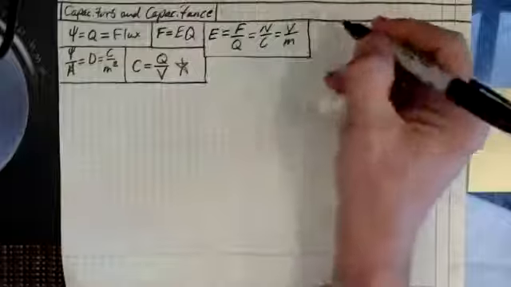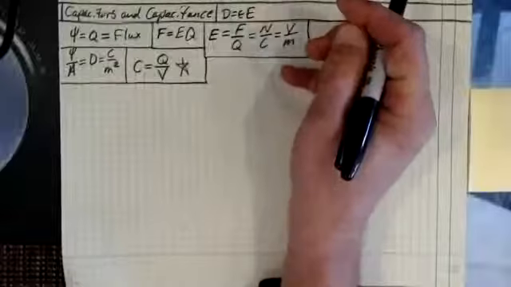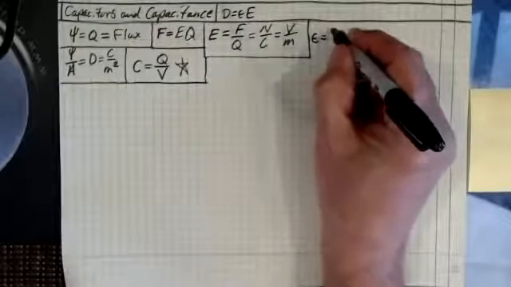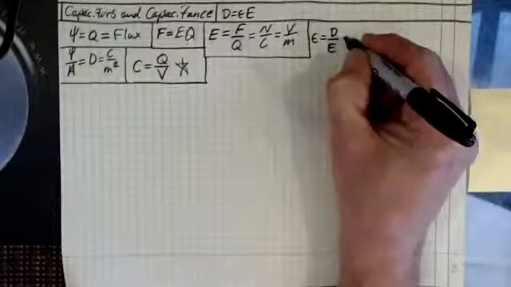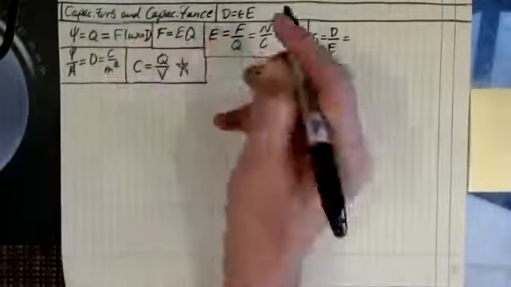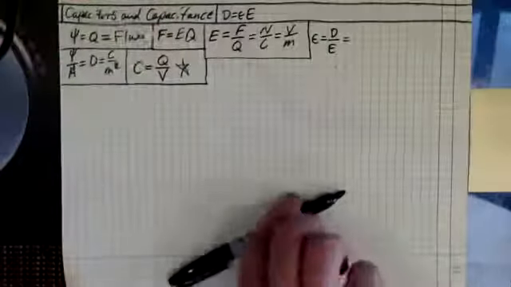So let's look at a couple other things too, because we also know that D equals epsilon E, don't we? Well, then that would mean that epsilon equals D over E, right? But we know what D is, right? D is flux. Oh, wait. That's not, D's flux density. Sorry, I got it here.